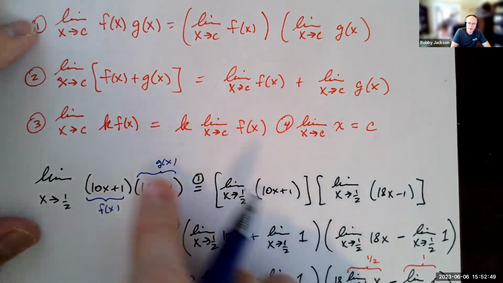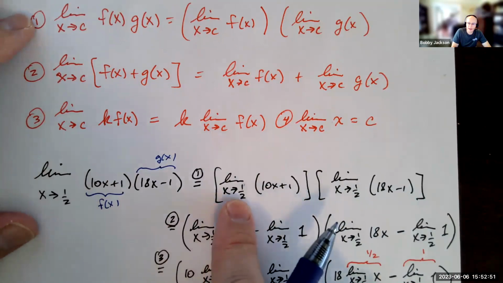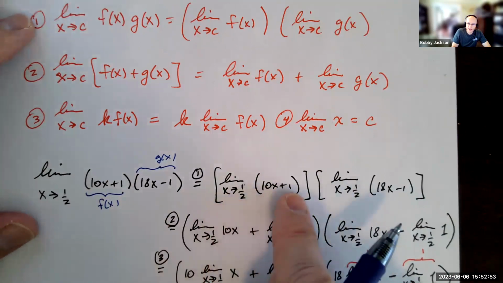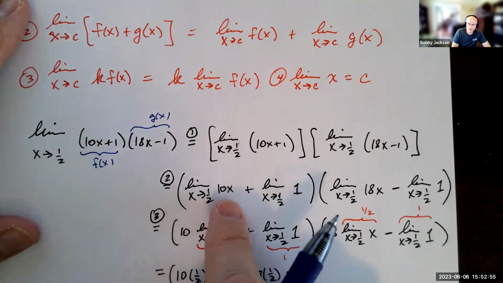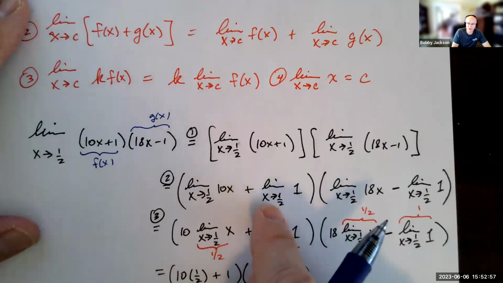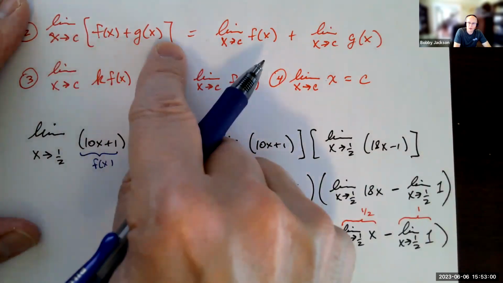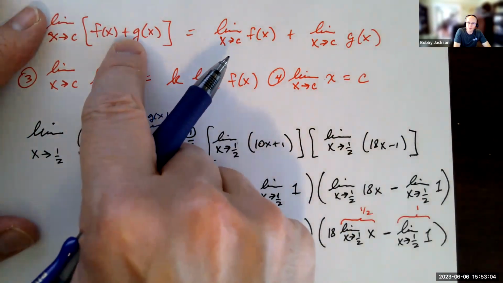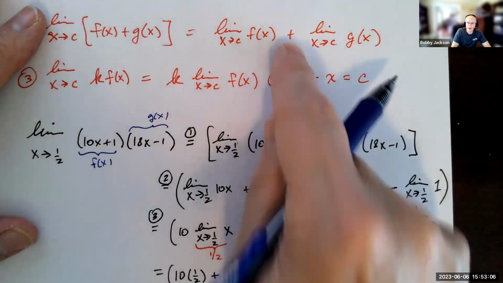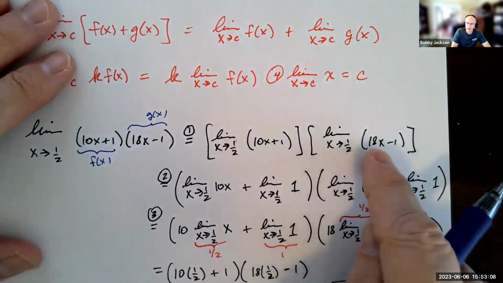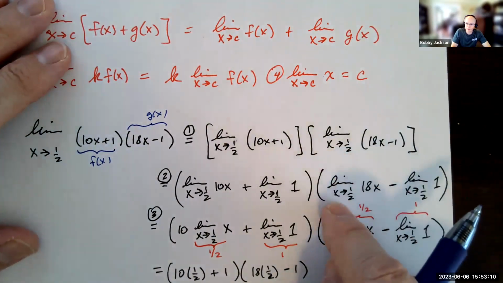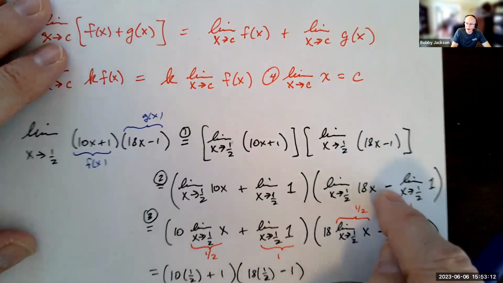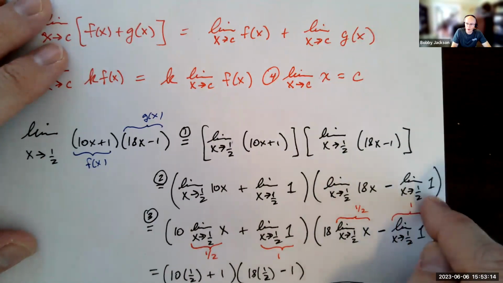Okay, and then I'm going to make use of number 2, because here I'm taking the limit as x goes to 1/2 of 10x plus 1. So that's the limit as x approaches 1/2 of 10x plus the limit as x goes to 1/2 of 1. So that's using this rule here. And this is the difference. Same thing if instead of plus this was minus, we just put a minus here. So the limit as x approaches 1/2 of 18x minus 1 is the limit as x approaches 1/2 of 18x minus the limit as x approaches 1/2 of 1.